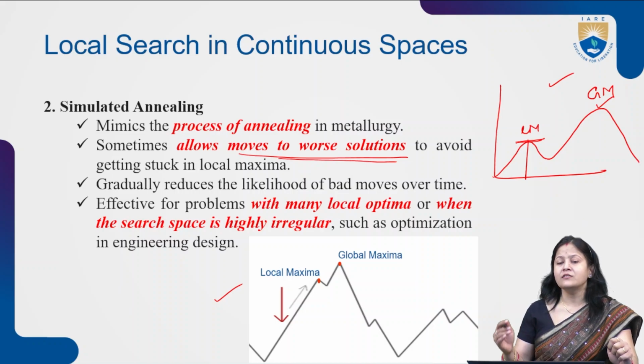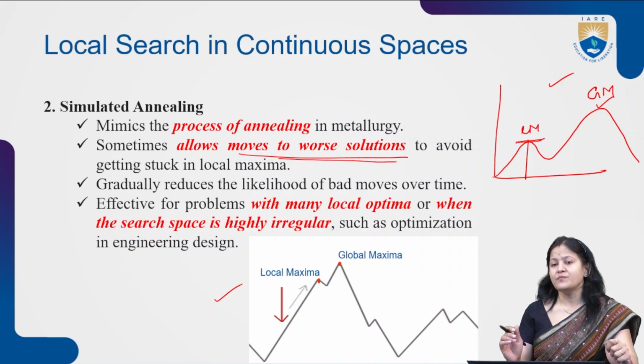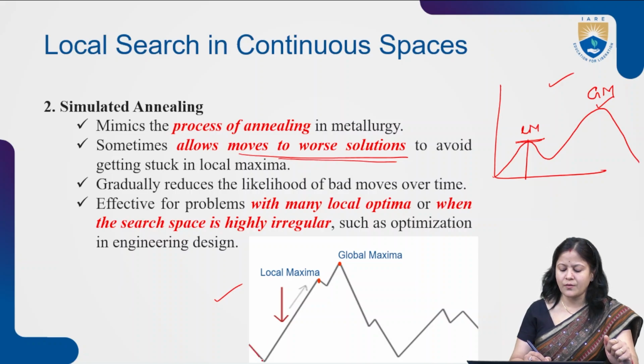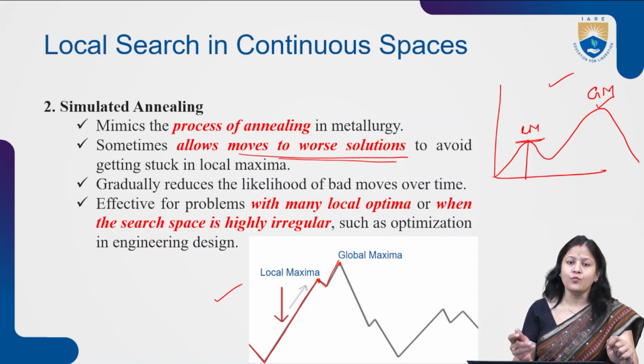Many jumps or humps are there: it comes down, then immediately goes up, then comes down, then immediately goes up. Very sharp edges are there, and the surface is not completely smooth. So that is why we can go for simulated annealing. And how it moves: it allows moves to a worse solution.